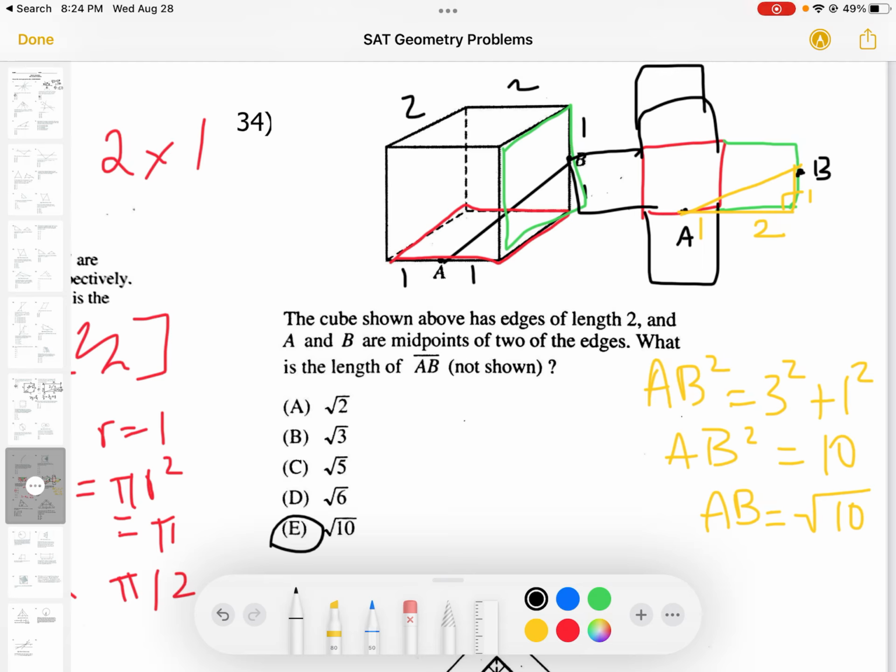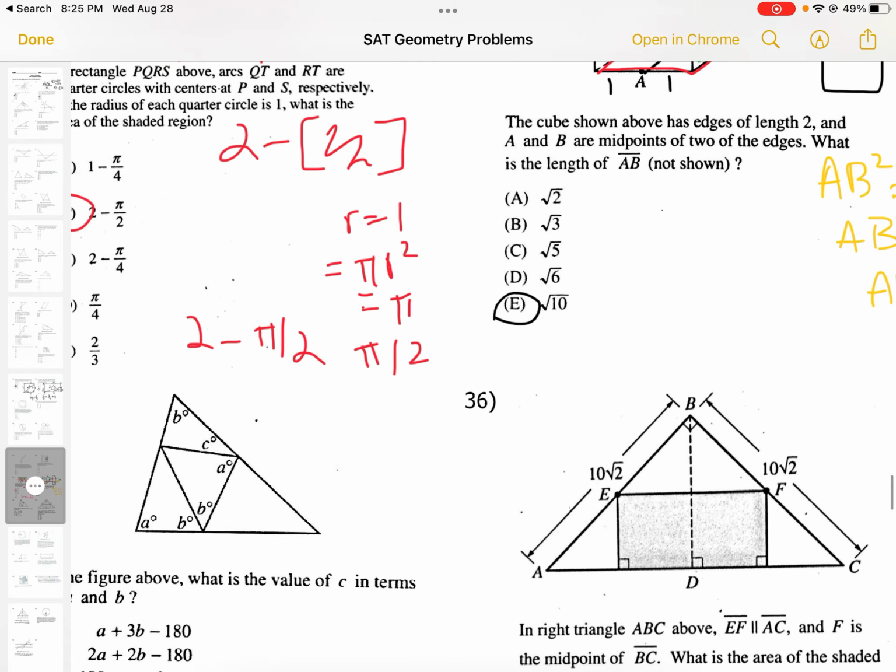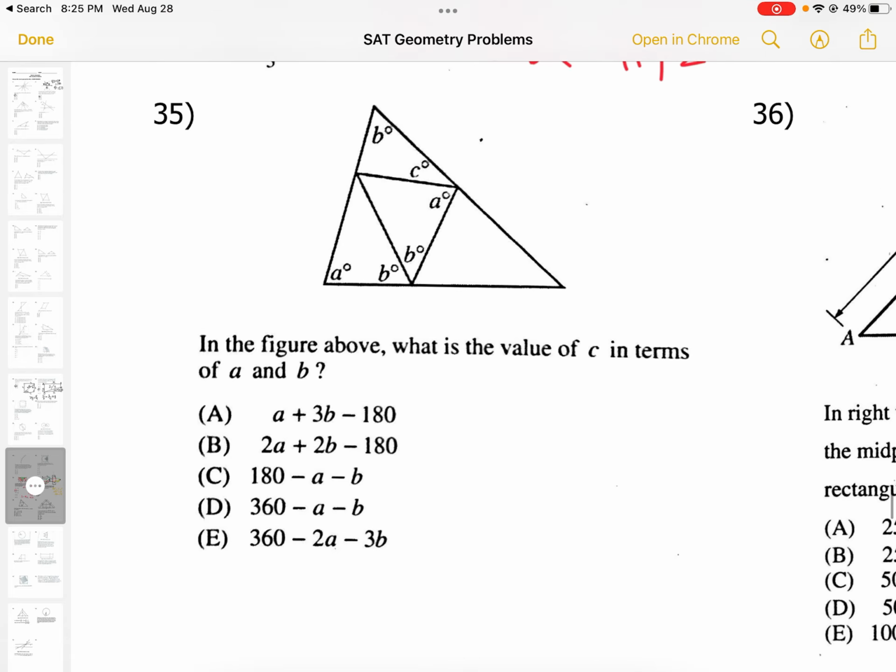So in these three-dimensional problems, it's usually helpful to unfold whatever 3D figure you have, draw it down and visualize it in a 2D form, like a net, like I did with this cube, and then use that to solve the problem, because it's much easier to work with 2D figures rather than 3D figures. But anyways, enough said, let's move to number 35.